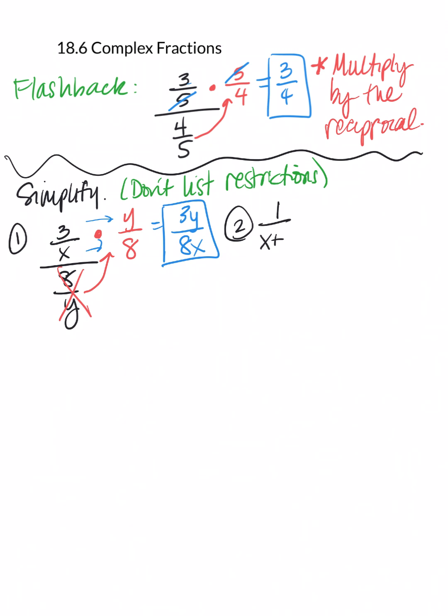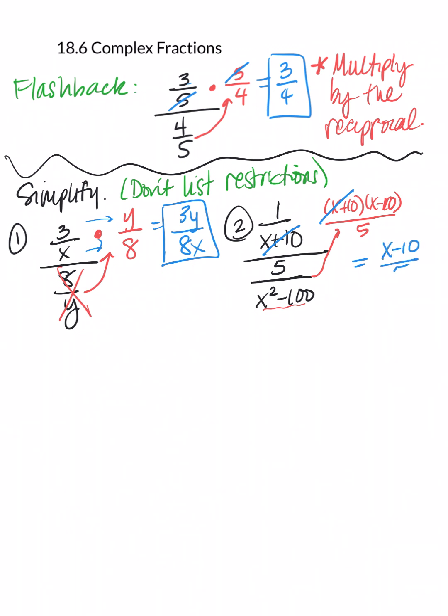1 over x plus 10 divided by 5 over x squared minus 100. This is a little more complicated, but the same rule applies. We're going to multiply by the reciprocal. Now, notice this is a difference of squares. So as I flip this over, I'm going to do a little mental factoring. Since I know it's a difference of squares, I know it's x plus 10 times x minus 10, all of it over 5 when I flip it. Then I think about this, okay, I have x plus 10 and x plus 10, so they will reduce, and my answer will then be just x minus 10 over 5.